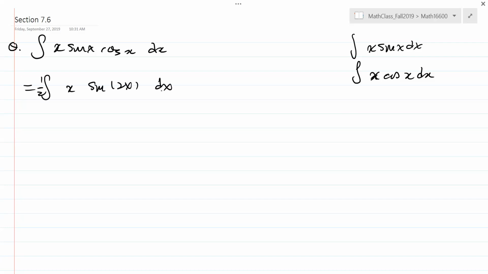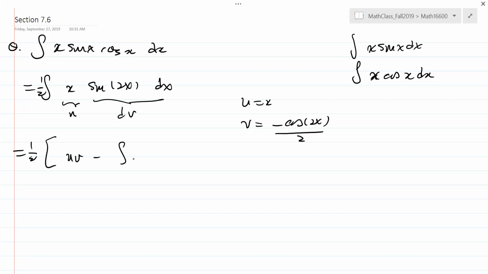Then you can use integration by parts, okay? So this will be dv. So what is v? u is going to be x, right? v should be equal to cosine 2x, with a negative sign there, and divide by 2. When you differentiate, you get sine 2x. Okay? So let's do it.